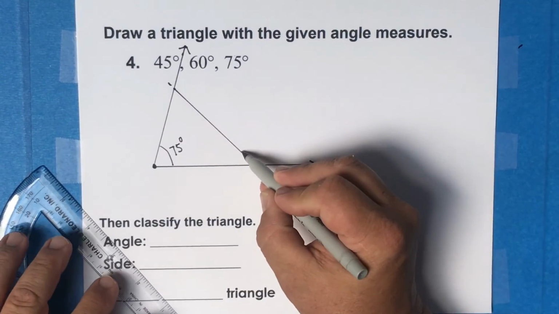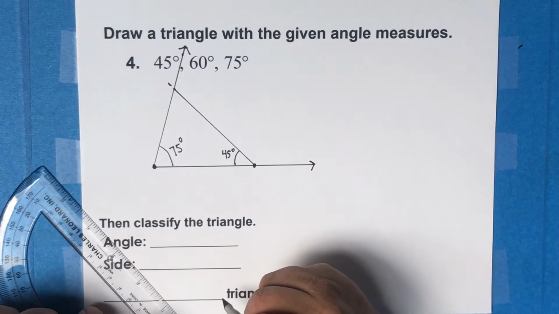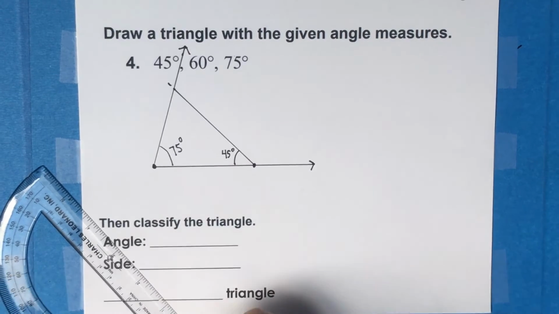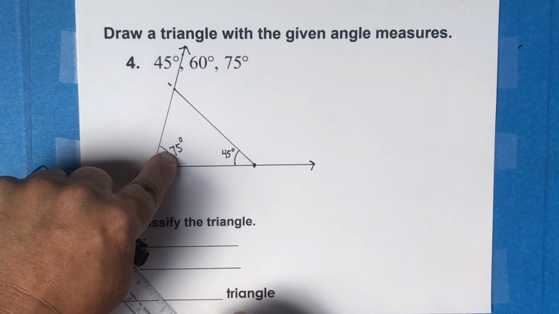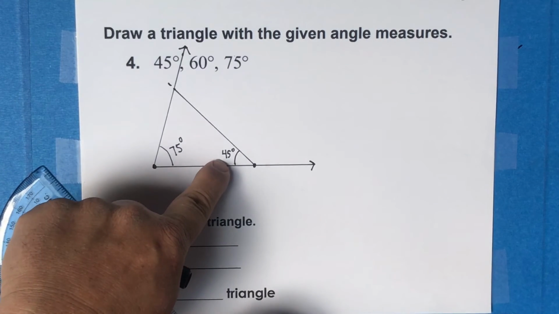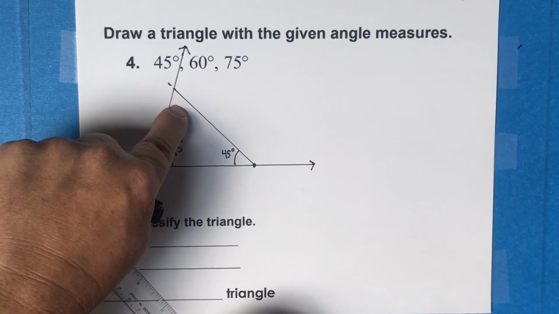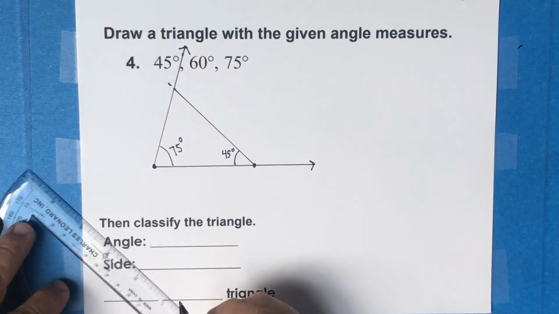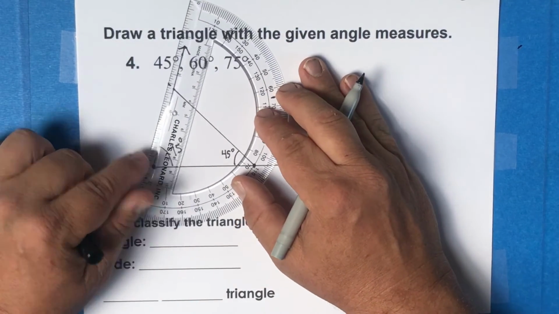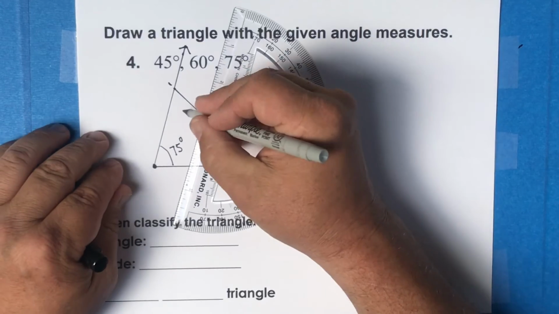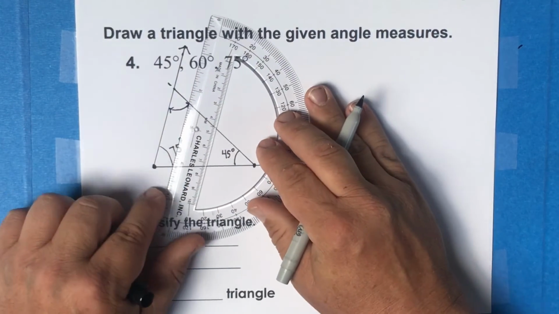So I know that this angle measure is 45 degrees. Okay, now if we take our 180 degrees, the total angle measure in here, subtract 75 and subtract 45, we would have 60 degrees left. So this angle measure should be 60 degrees. So let's set our protractor up and see if this angle is 60 degrees. So I'm going to measure this angle right here.